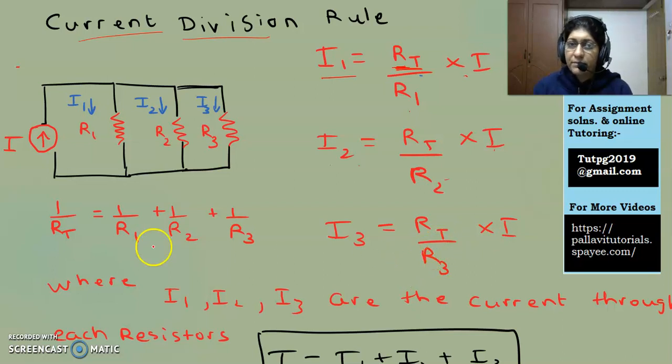What is RT? As I already told you, the total resistance in case of parallel resistances, or the equivalent resistance, is given by 1 upon RT equal to 1 upon R1 plus 1 upon R2 plus 1 upon R3. It can be clearly said that the current through each branch is equal to the equivalent resistance upon the individual resistance into the total current I. This I is the total current source, flowing through all the three resistors.